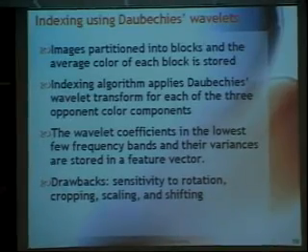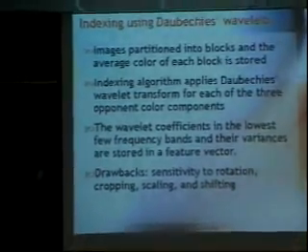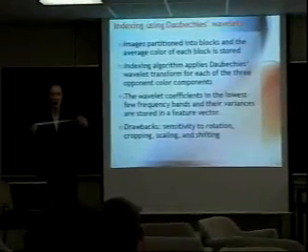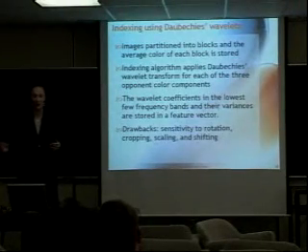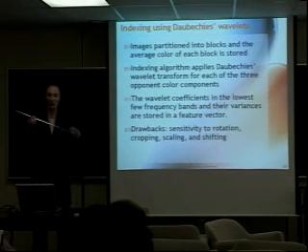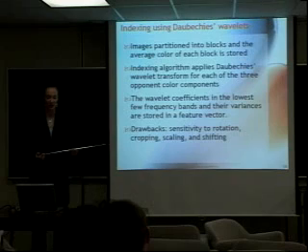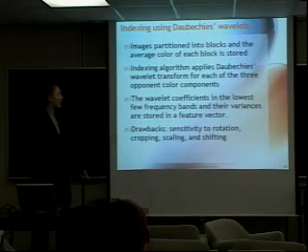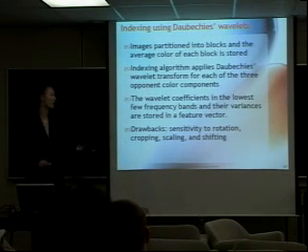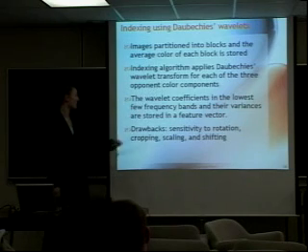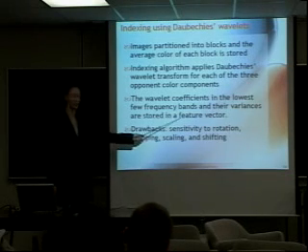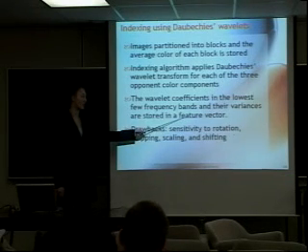What's happening here is that the image is partitioned into blocks, and then the average color of each block is stored. How that happens is you have an image, it's overlaid by a 100 by 28 grid, and then each point on the grid corresponds to one point on the image, and then the average color is calculated. The indexing algorithm then applies the wavelet transform, which is pretty much just two filters, a low and a high filter, that filter these pixels. And the wavelet coefficients in the lowest few frequency bands and their variances are stored in a feature vector. And the feature vector is what is used for indexing.